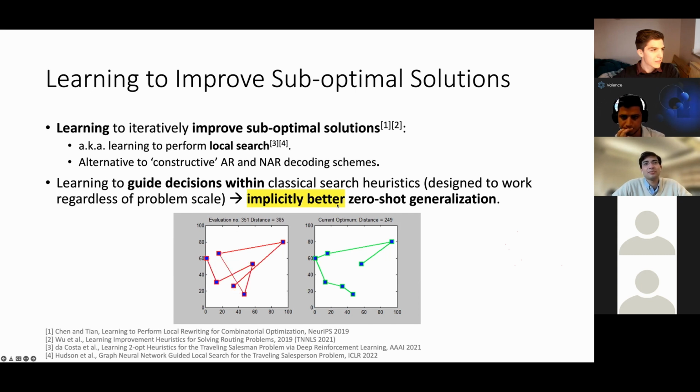And essentially, you're still guiding the decisions within a classical search algorithm or a search heuristic. And these heuristics or algorithms are going to work regardless of the scale or complexity of the problem. If you give them enough time, then they will come up with a reasonably good solution. So learning to search may implicitly give you better generalization to larger graphs. And I think this is a really interesting idea, that you can put learning inside some classical solvers.